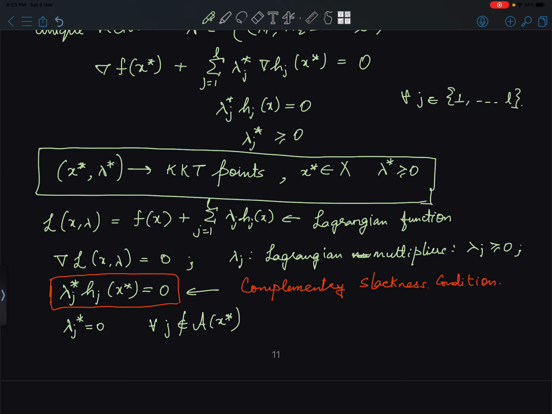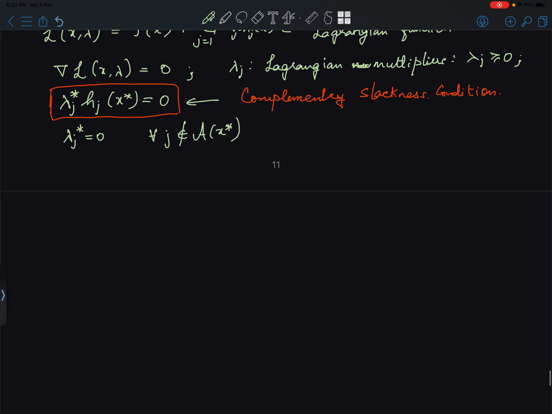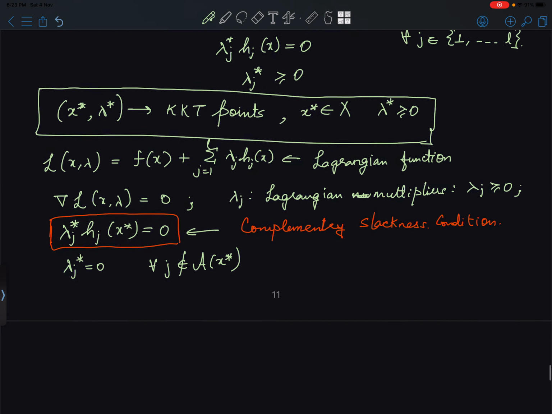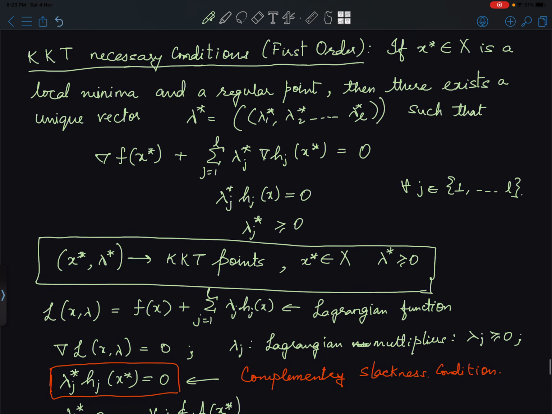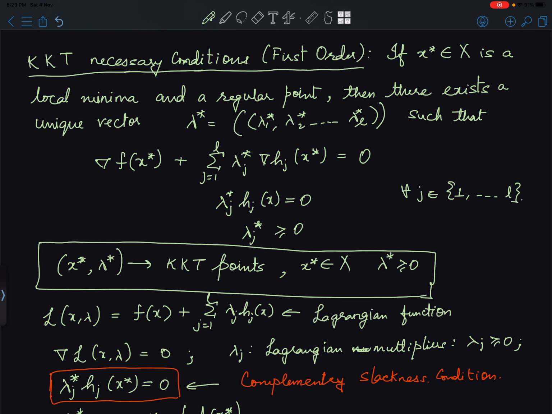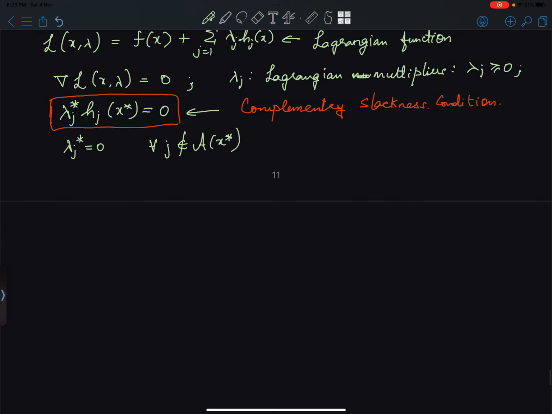Okay, I'm sorry if it is a bit fast, but this is just a brief overview of optimization, so I have to really go over this fast. However, I'll link all the detailed videos in the description below. After we came to the derivation and the KKT necessary conditions, let's see an example.